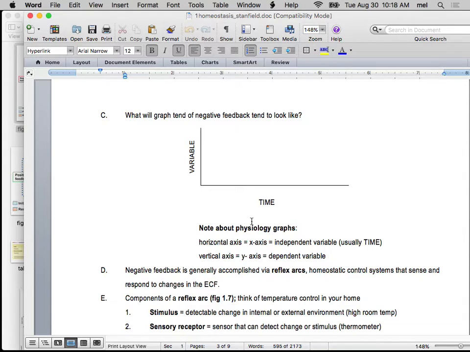And you'll also get a good idea of what the mean body temperature is, right? And so if this were my example, you'd get a good idea of my mean body temperature, which is just your average body temperature over time.